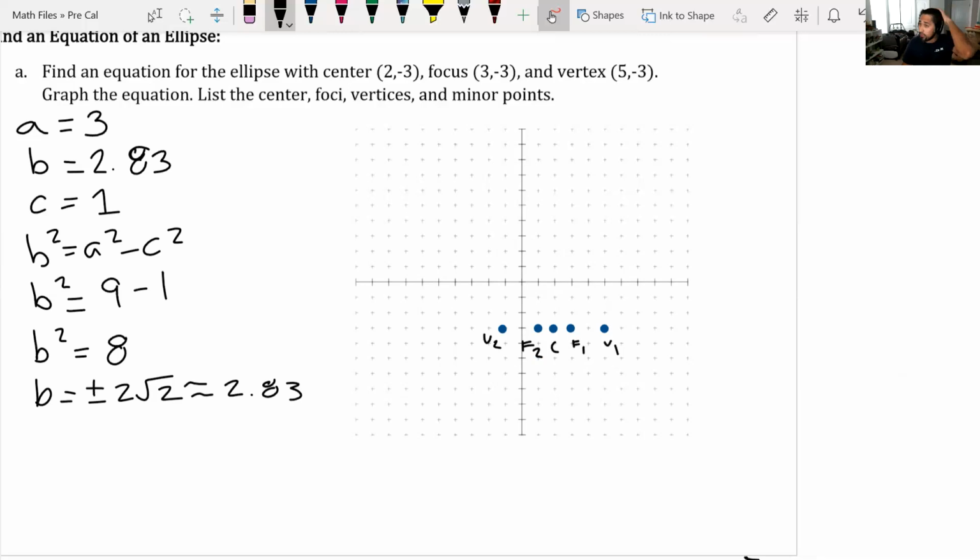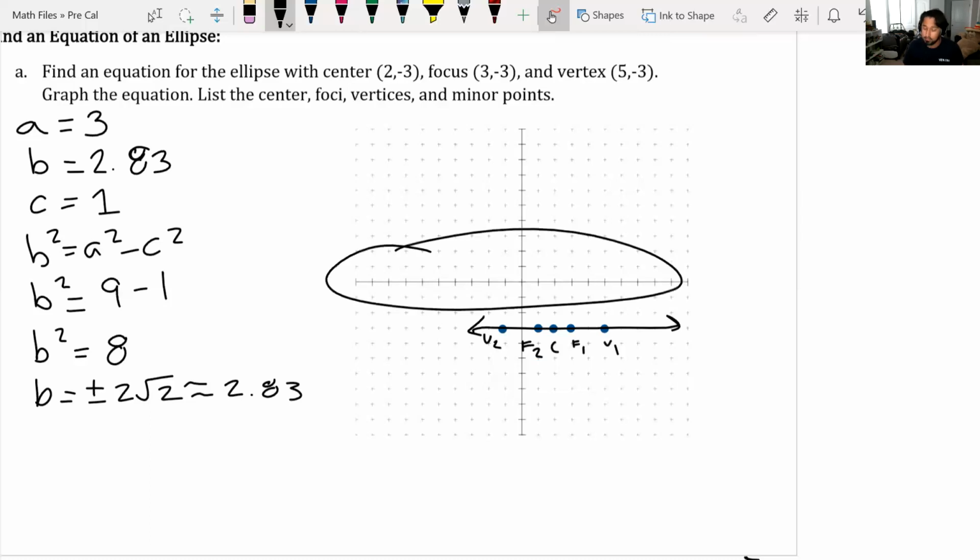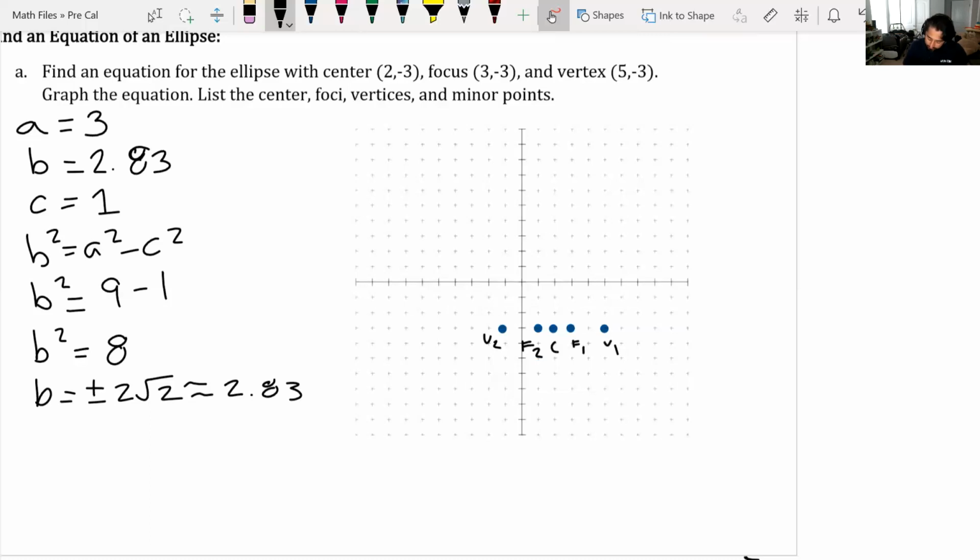Okay, well, before continuing on, we want to know what axis we are parallel to. Well, look, here is your major axis. And it looks like the major axis is parallel to the x-axis. So this tells us what formula to use for the ellipse. So I'll put that down here.